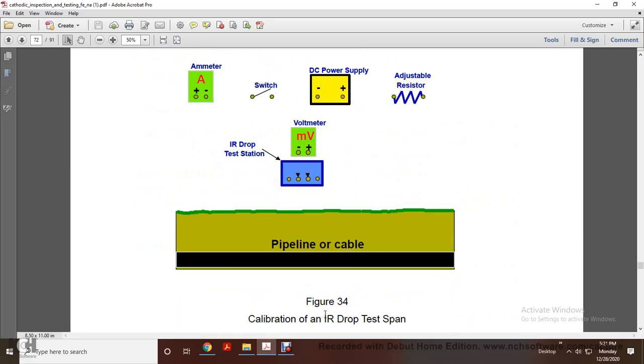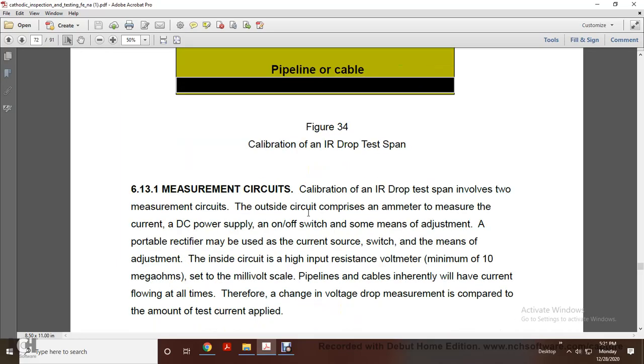Figure 34, calibration ampere drop test station, ammeter, switches, DC power supply, adjustable resistor, voltmeter, ampere drop test station, pipeline cable. 613.1, measurement of the circuit. Calibration of the ampere drop test span involves two measurement circuits. The outside circuit is comprised of the ammeter to measure the current and the DC power supply with an on-off switch. Some means of adjustment, such as an adjustable rectifier or a current supply source switch, is needed. The inside circuit has a high input resistance voltmeter, minimum 10 megaohm, set on a millivolt scale.